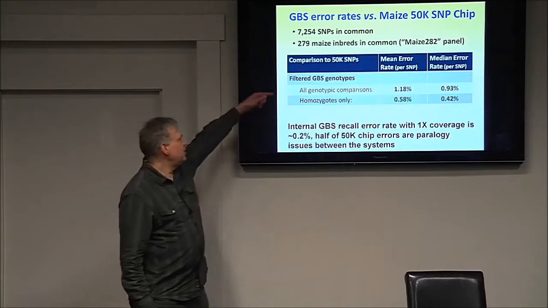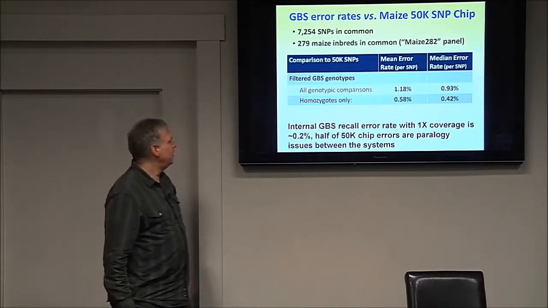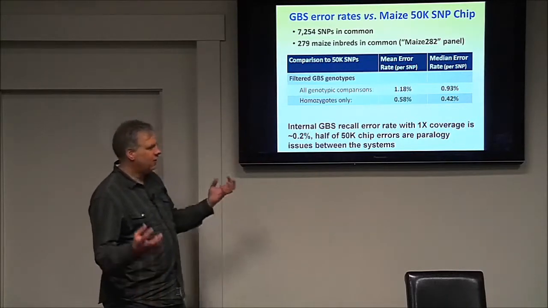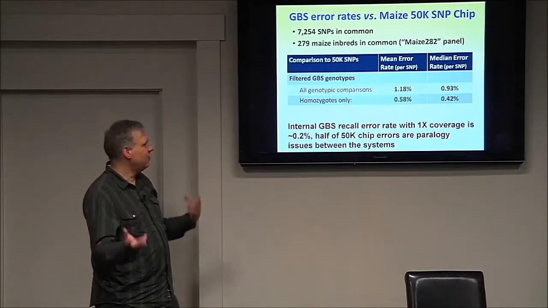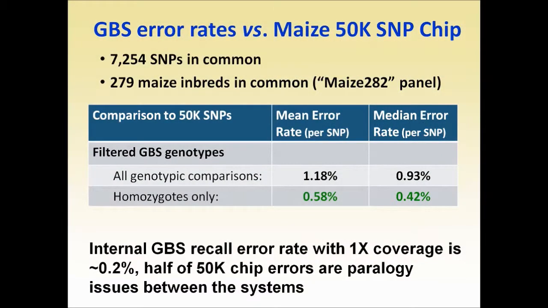When you use all genotypic comparisons, it's about a 1% error rate. If you use homozygotes only and compare whether they were flipped or not, the error rate goes down. So it's pretty decent. It's not perfect, and we don't know which one's right. Is the GBS right or the SNP chip right? So another way we can get error is just when we repeated a sample, like we've run B73 multiple times. We've run a lot of other lines multiple times.